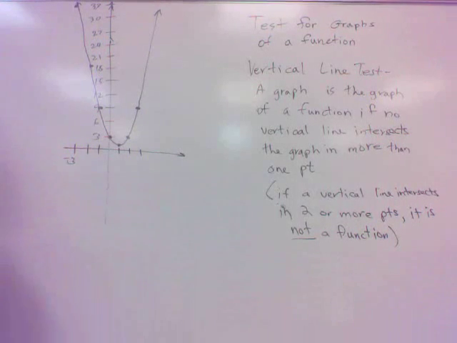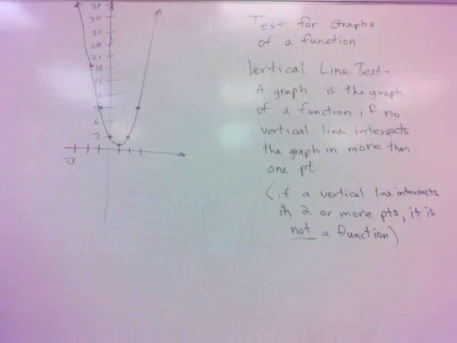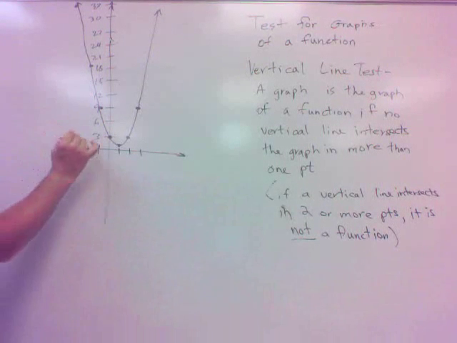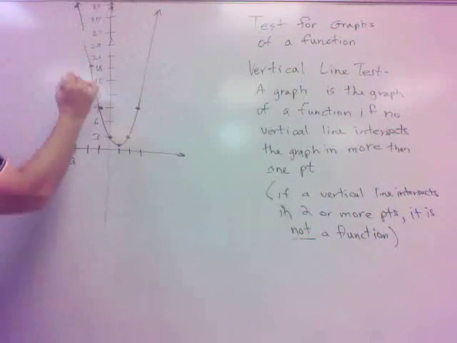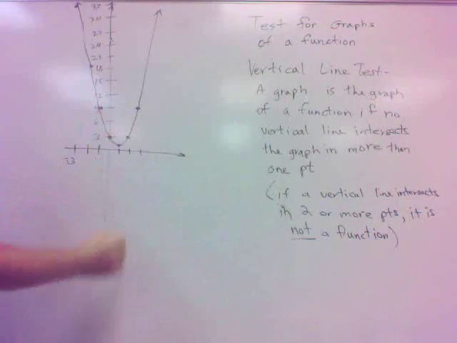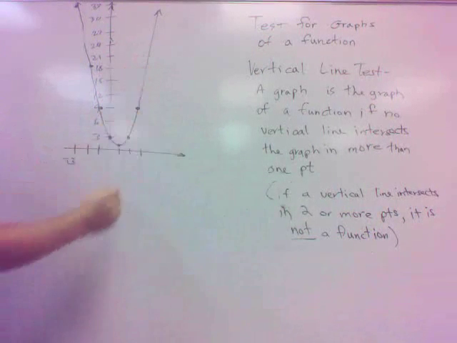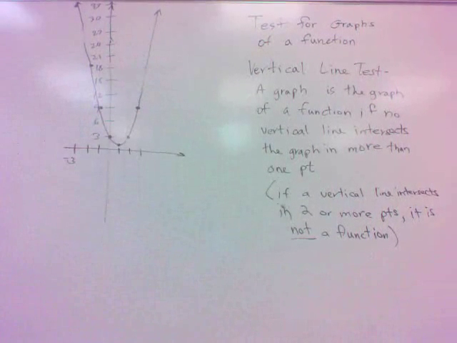If I draw vertical lines through this graph, no vertical line intersects it in more than one point, does it? Because if I draw a vertical line here, it intersects it in one point. If I draw a vertical line here, it intersects it in one point. If I draw a vertical line here or here, it's only intersecting the graph one point. So that's a function.